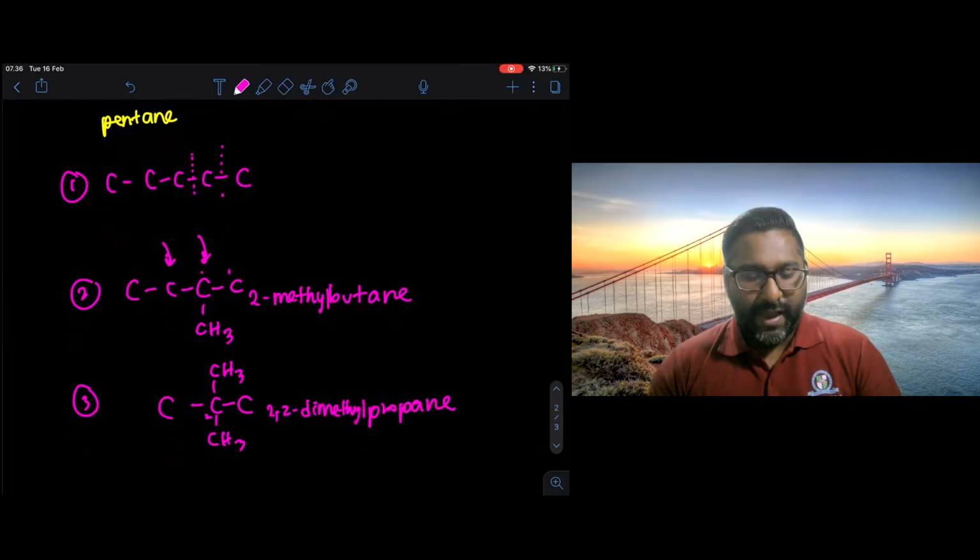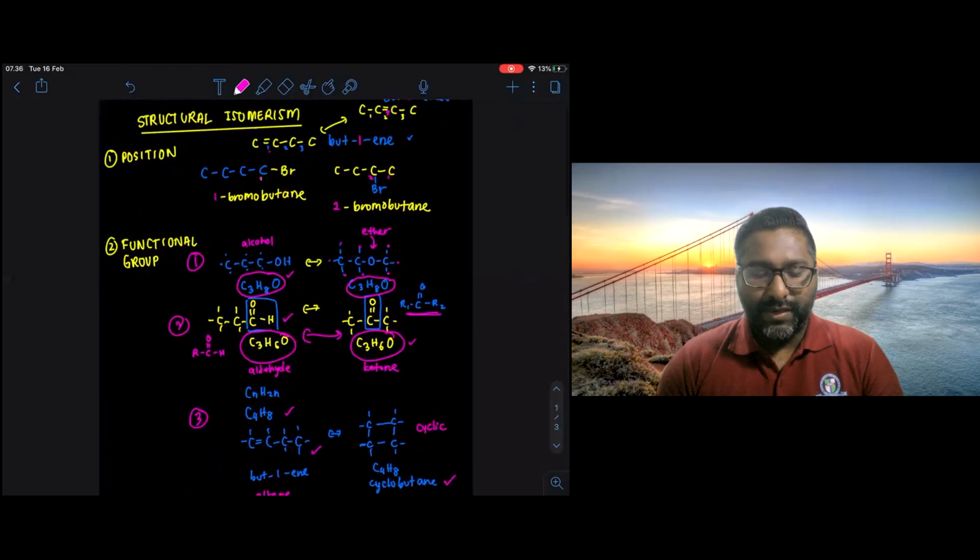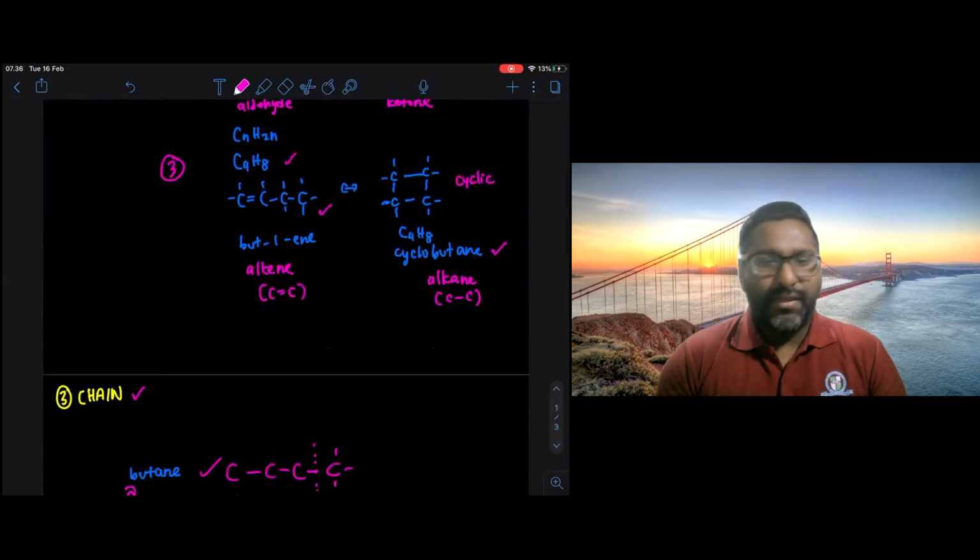So that's it, guys. So you have 3 types of structural isomerism: position, functional group, and chain isomerism.